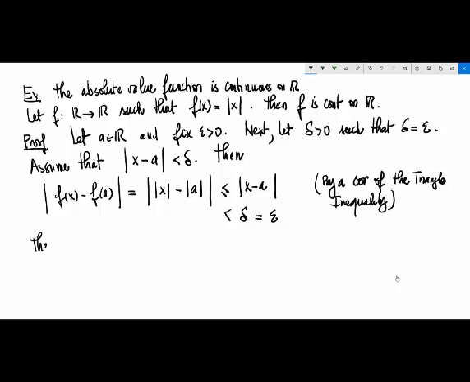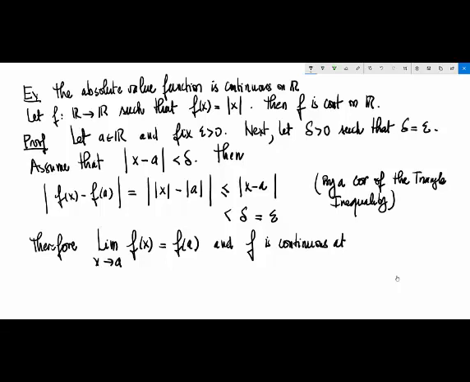Therefore, we conclude that the limit of f of x as x is approaching a is equal to f of a, and f is continuous at a. Thus, f is continuous on R.